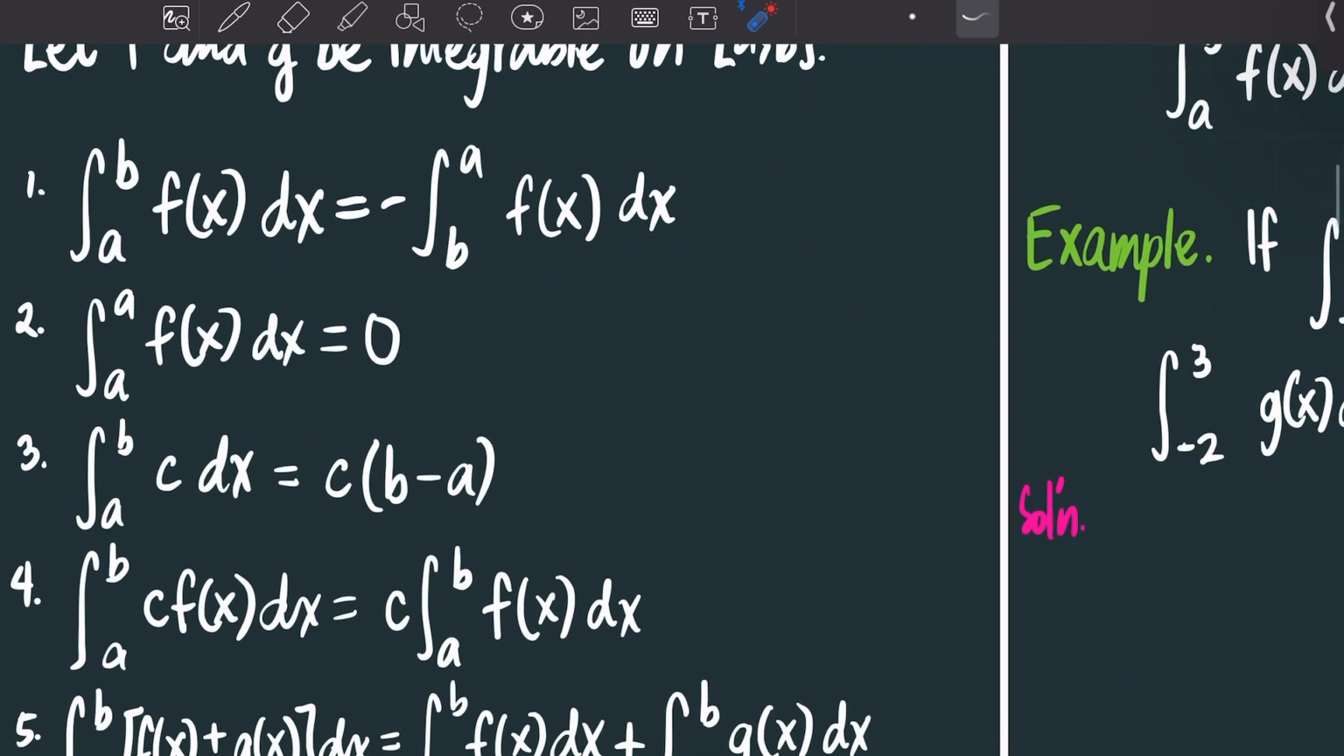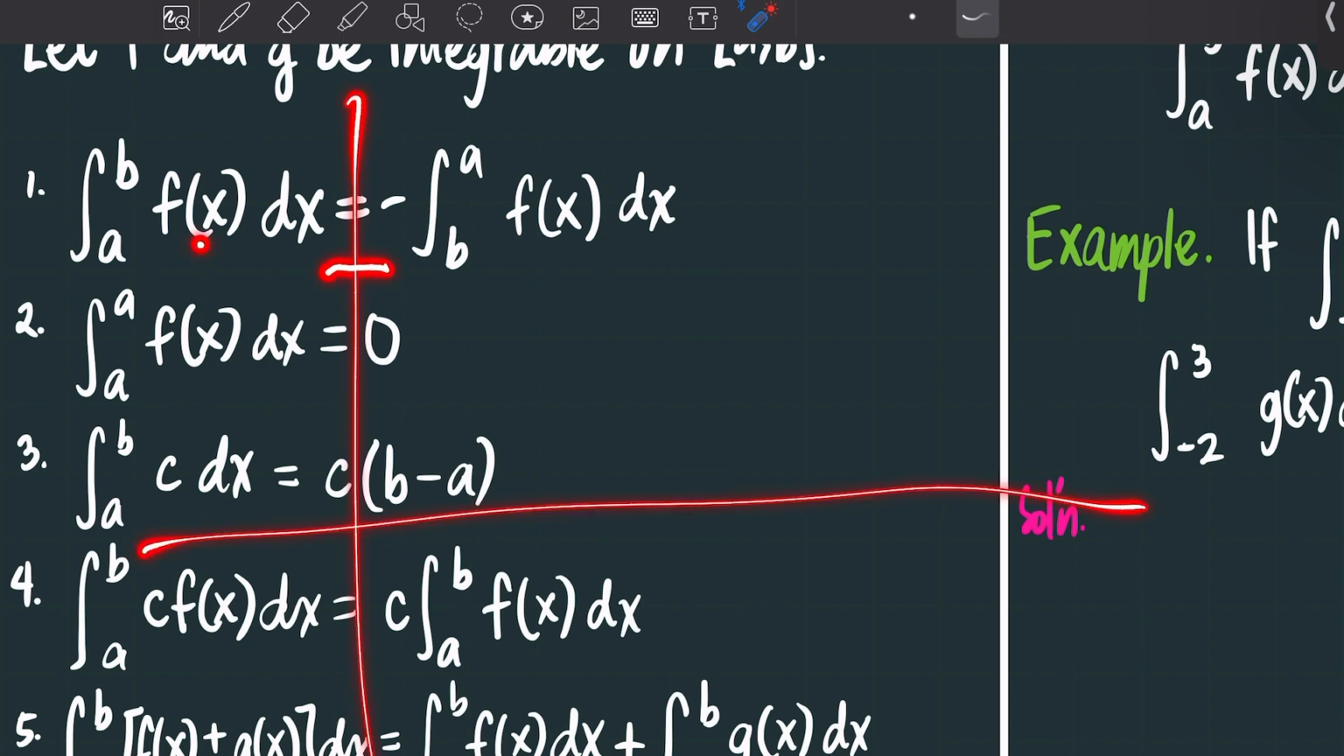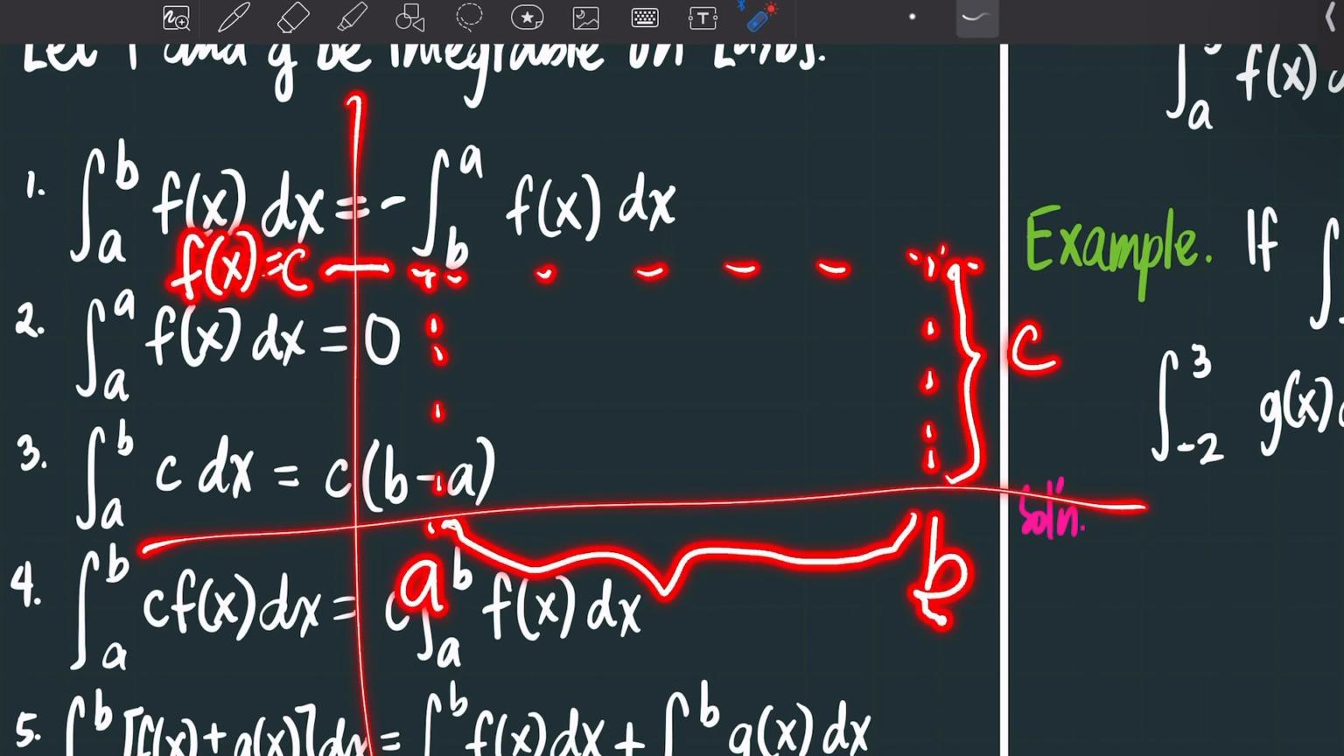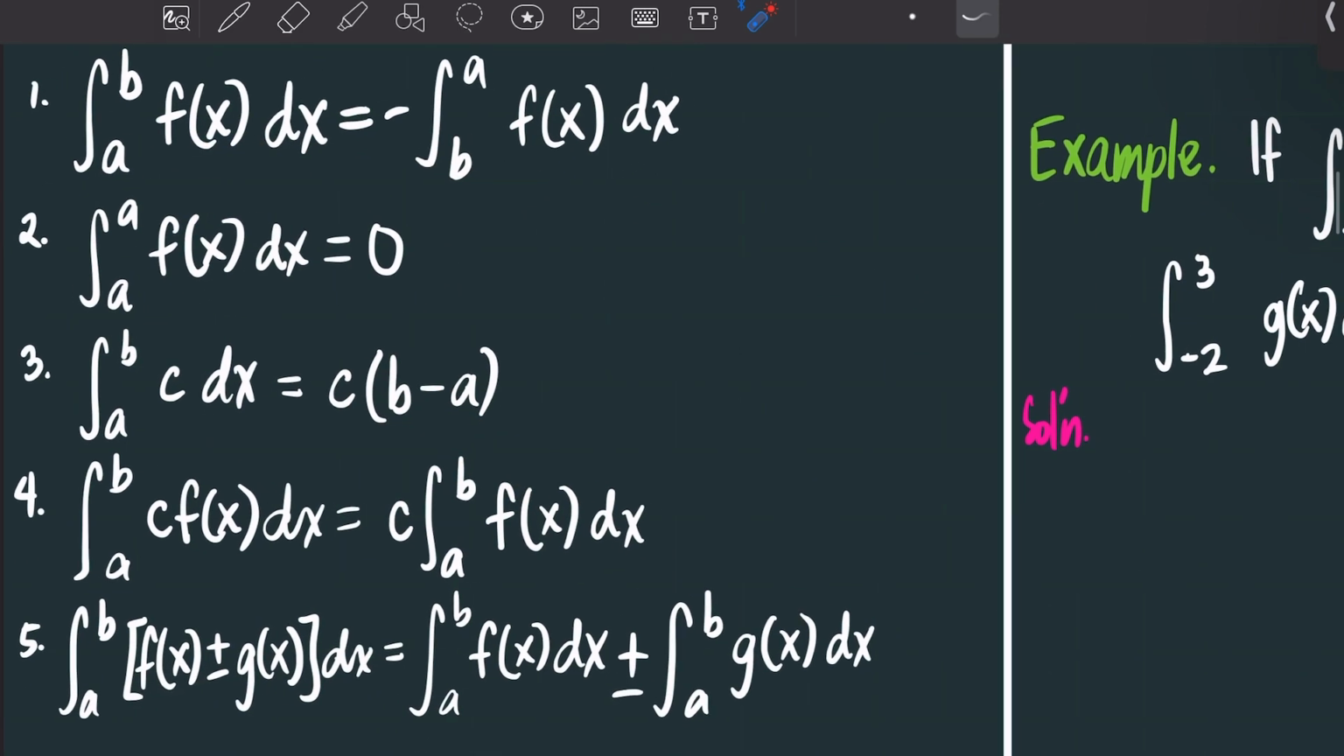Number 3, yung integral daw of c dx from A to B is c times b minus a. So, what we have here is a constant, c, and gusto daw natin kunin yung area niya under the curve. So, let's choose this one. Kunwari, ito yung f of x equals c. Tapos, ito yung x equals a, x equals b. So, obviously, what we have here is a rectangle. So, yung area nito is length, so that's b minus a times height, which is c. So, we have c times b minus a.